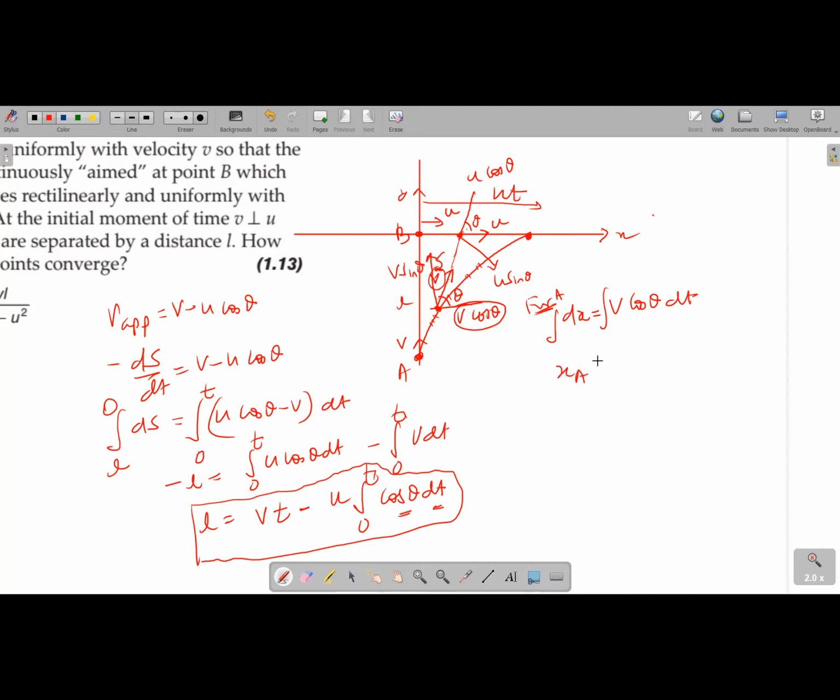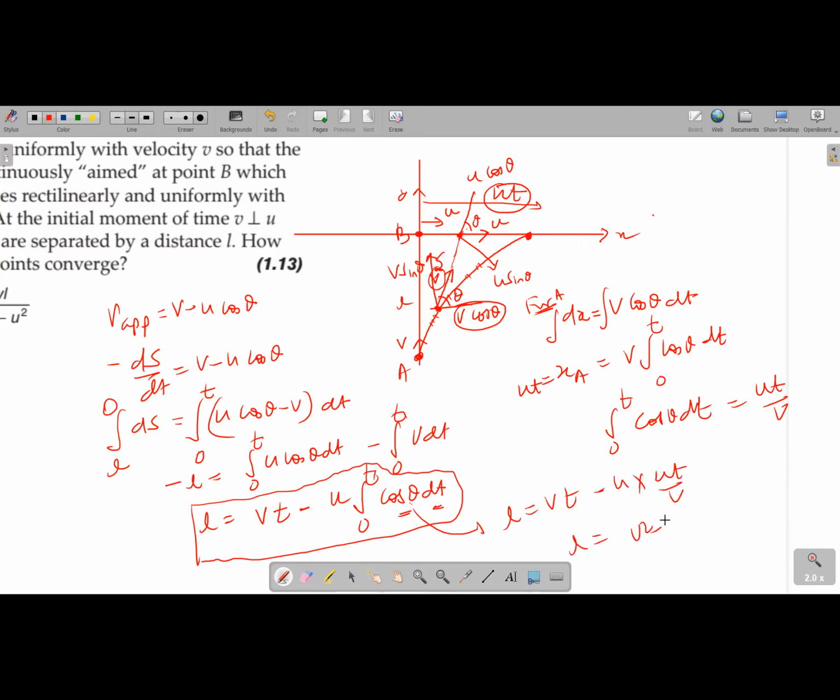This is the displacement of A along the x-axis. V will come out, and the integration of cos theta dt from time 0 to t is equal to how much? ut, the displacement of B. So integral from 0 to t of cos theta dt equals ut upon V. Now we'll put this value; that is how we can eliminate this term. So L equals Vt minus u into ut upon V. So L equals (V square minus u square) upon V into t. So t equals LV upon (V square minus u square).